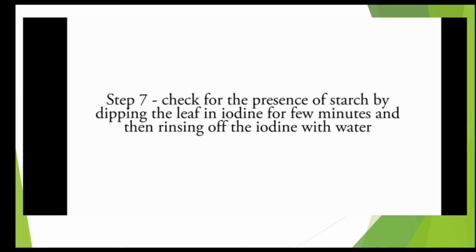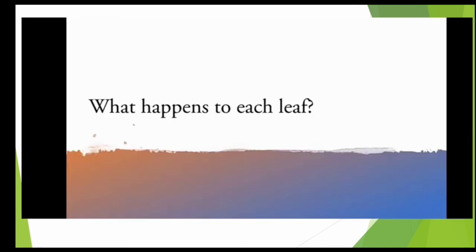Then check for the presence of starch by dipping the leaf in iodine solution for a few minutes and then rinsing off the iodine with water. What happens to each leaf? The color of the leaf will turn blue or black if starch is present there, meaning the plant prepared food.